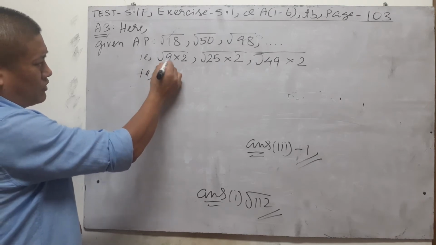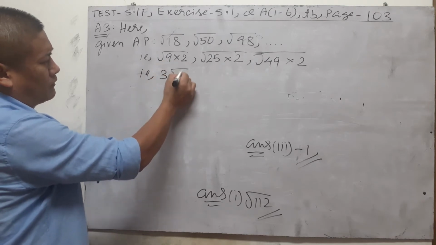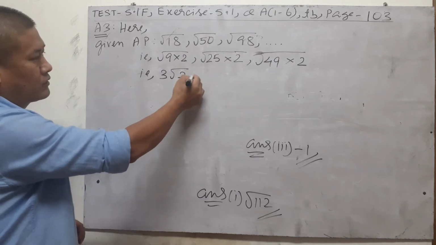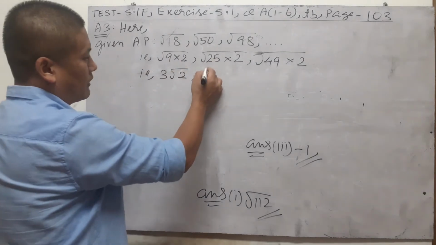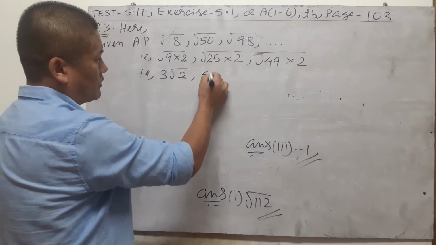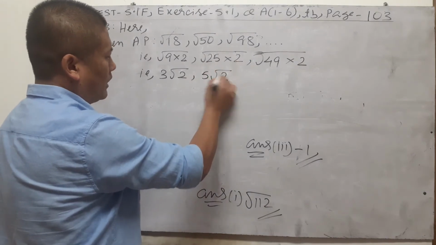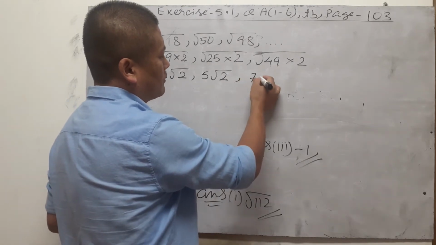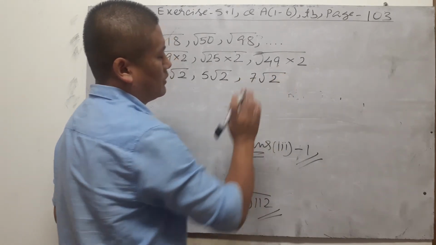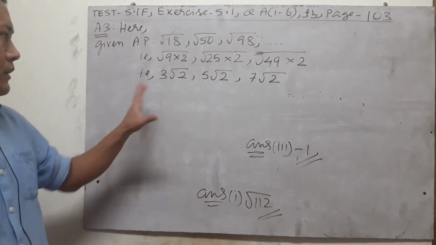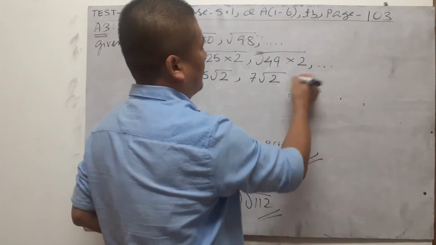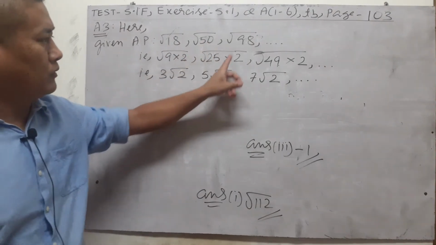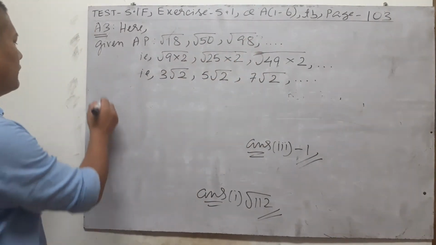So we can bring it out in this form. 9 can be written as 3 into 3, so 3 will come out single out of the root. No pair, no partner, so root 2 remains inside the root. 25 can be written as 5 into 5, so 5 comes out as single, and likewise here root 2 remains inside. 7 sevens are 49, so 7 comes outside and root 2 remains inside. So this is the new form: A1, A2, A3, and we have to find A4.